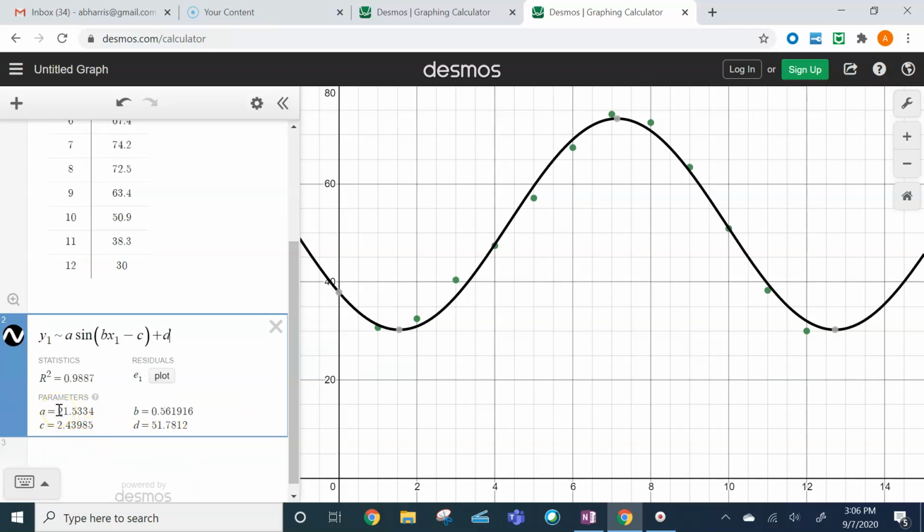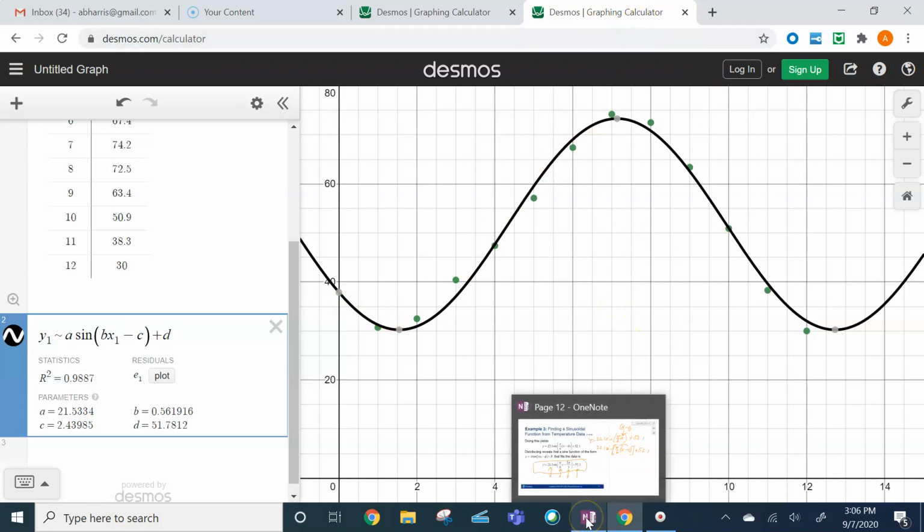It gives you, hey, A is 21.5334. We were pretty close. We had, what was it, 22.1 or something. So 21.5334. Our B, our omega, is 0.561916. Our C looks to be 2.43985. And our D is 51.7812. We approximated our D, our vertical shift, to be about 52.1, right? So again, pretty decent, but this is much better, and that's how you're going to approach that with your sinusoidal regression.